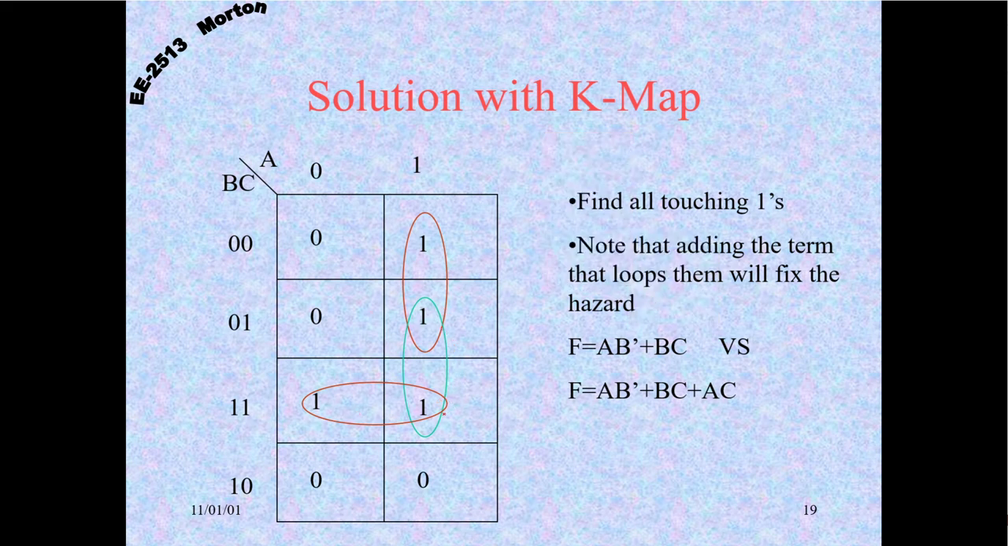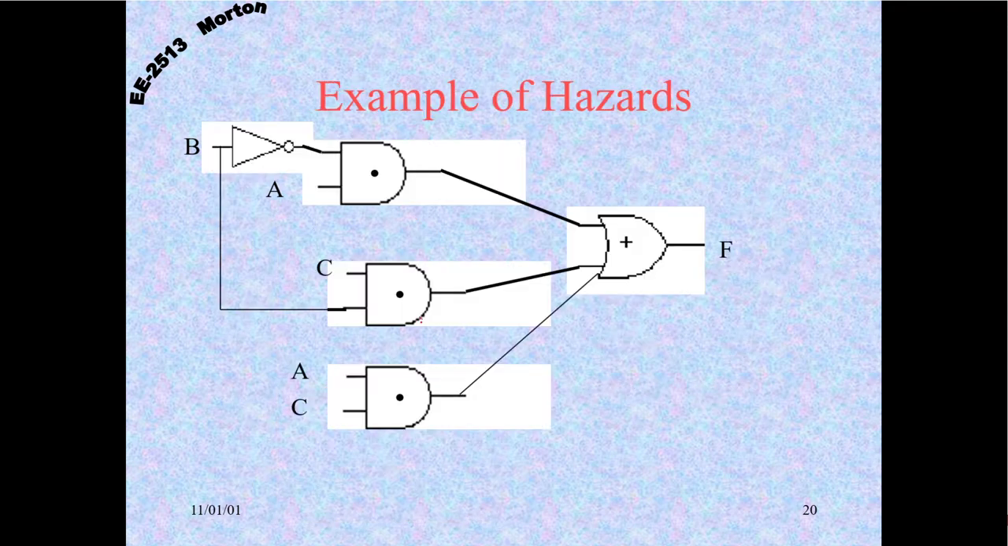And when we do that, our consensus term is AC over here. That term will be 1 when we're down here, and that term will be 1 when we're up here. That term will never change. So if we add this AC term here, it's going to be a 1 regardless of what B is. So that's going to prevent F from glitching when this is still 0 and this goes to 0 when it used to be 1. This will hold us over, if you will. So what we learn from this is most of the time we can fix our hazards by adding in a consensus term. Pretty cool, huh?